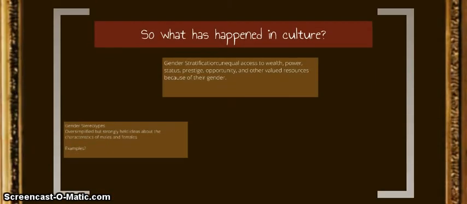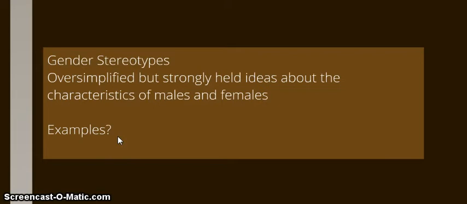So, one of the things that I want to look at here is this notion of gender stereotypes. Gender stereotypes are just these basic ideas. And remember, a stereotype is a type of prejudice, these oversimplified thoughts that people have about people because they belong to a certain group. A gender stereotype is the idea that men are this way, women are this way, all men are this way, all women are this way.